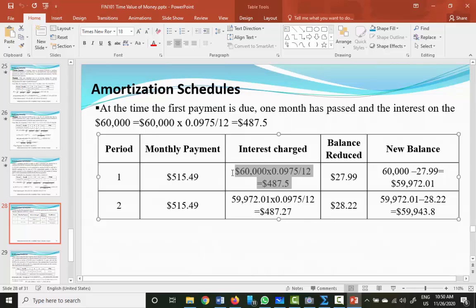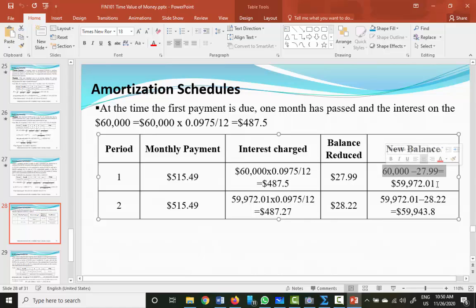So the bank will deduct this amount from the payment. This is the amount you are paying, and from that amount they will deduct the interest amount, right? So from this one we will deduct this one. The remaining amount will be adjusted from the loan balance.